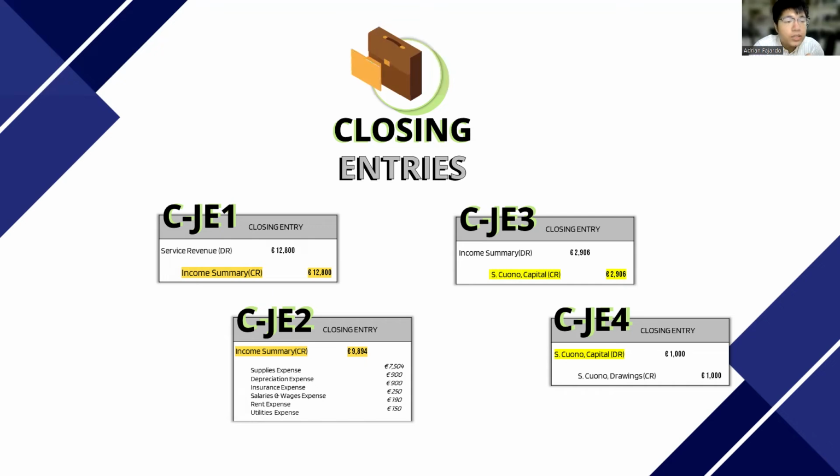Again, number 1, you close your revenue to your income summary. Number 2, you close your expenses to income summary. And then you compare the two. So you have 12,800 and 9,894. So in essence, what you have is a credit of income summary of 2,906, which we will close again and therefore recognize a corresponding debit to income summary of 2,906, which will be closed to your capital as a credit of 2,906. And then finally, you close your drawings by debiting capital of 1,000, crediting drawings by 1,000.